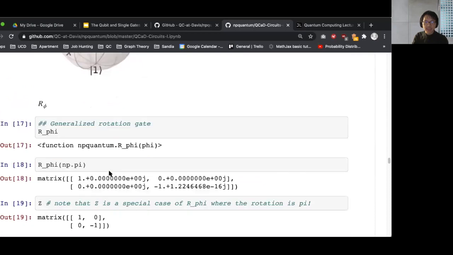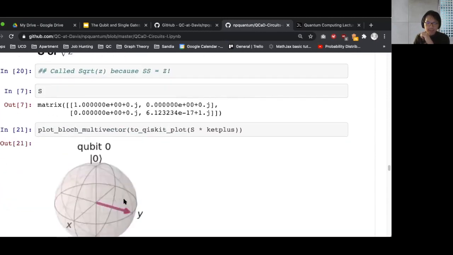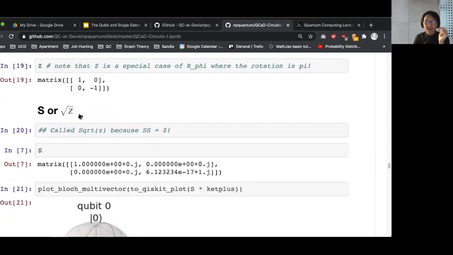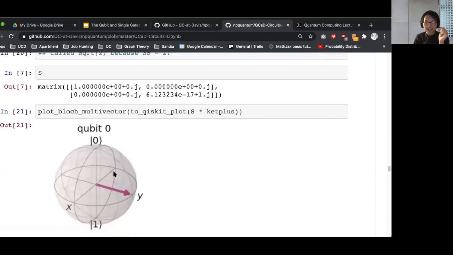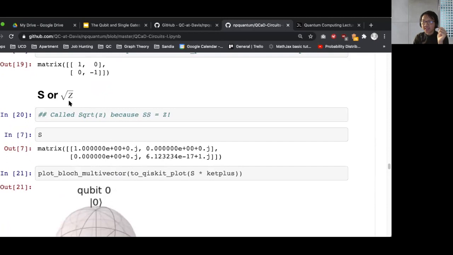And then we have, of course, gates such as the R-phi gate, or R-phi, depending on how you prefer to pronounce it, that will rotate a certain number of degrees or radians along a particular axis, like the S gate or the square root of the Z gate. So we already saw the Z gate earlier. The Z gate is a full rotation around the Z axis. So the square root of Z is because two applications of the S gate will bring you to Z.